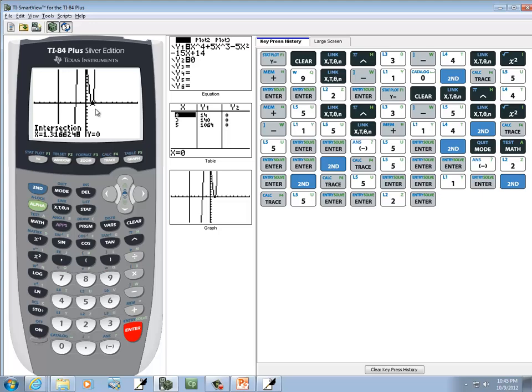Now, I chose 2. If you go too far out, and as weird as this seems, 3 is too far out for your guess. If I do second trace and choose intersect, inner, and I'll put 3 in for my guess. Notice how it comes over here and finds negative 2. So it kind of wraps around. So it'll do weird things if you get too far away from your zeros. So choose a value fairly close.